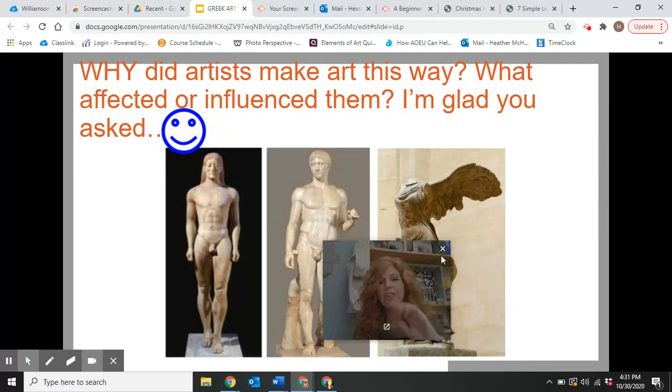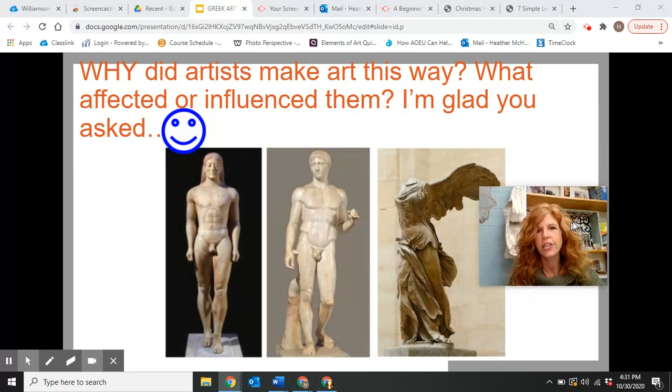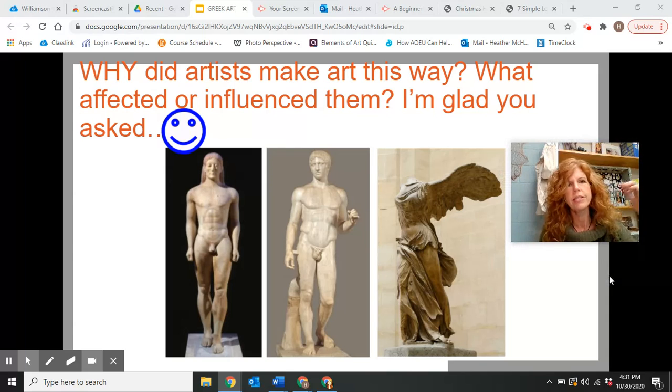All right, so here is archaic art, going all the way up through Hellenistic. And you have to ask yourself the question, why did artists make art this way? What would affect or influence them? Of course, their relationship with global communities. And then, of course, thinking about innovation, thinking about new ideas, like we see with Polykleitos, and even pushing the envelope and exploring their artistic being as well.